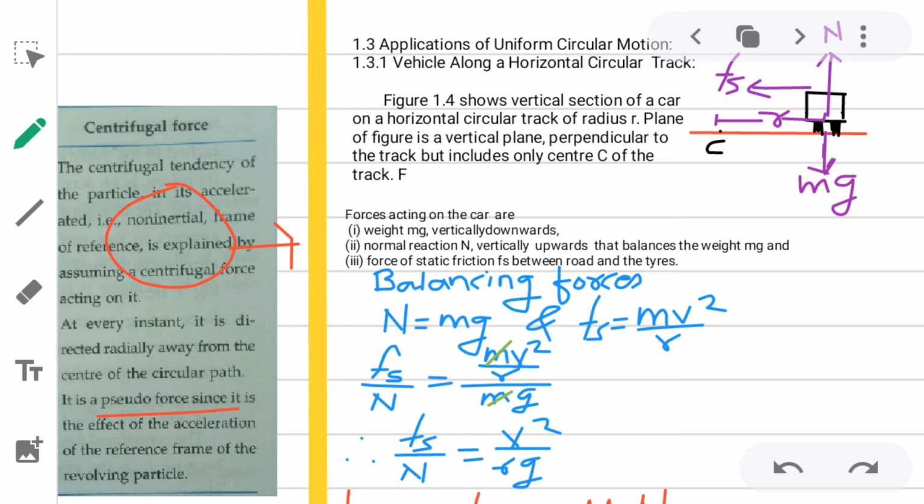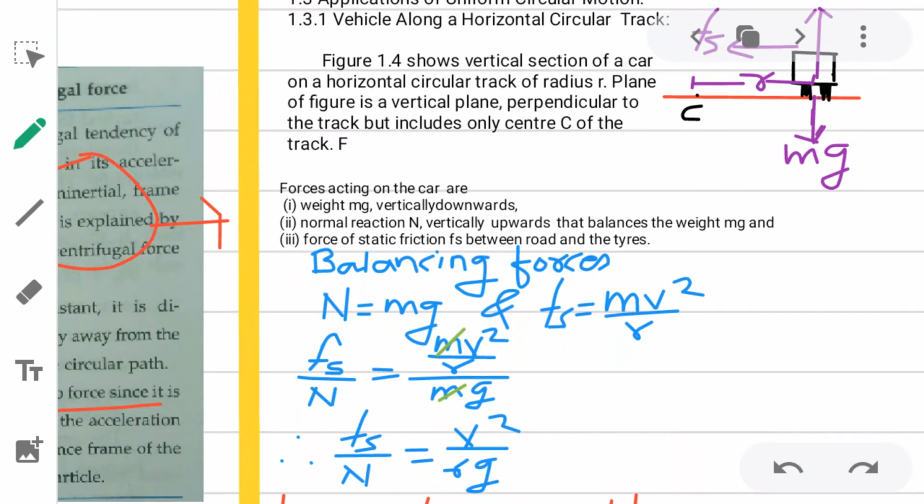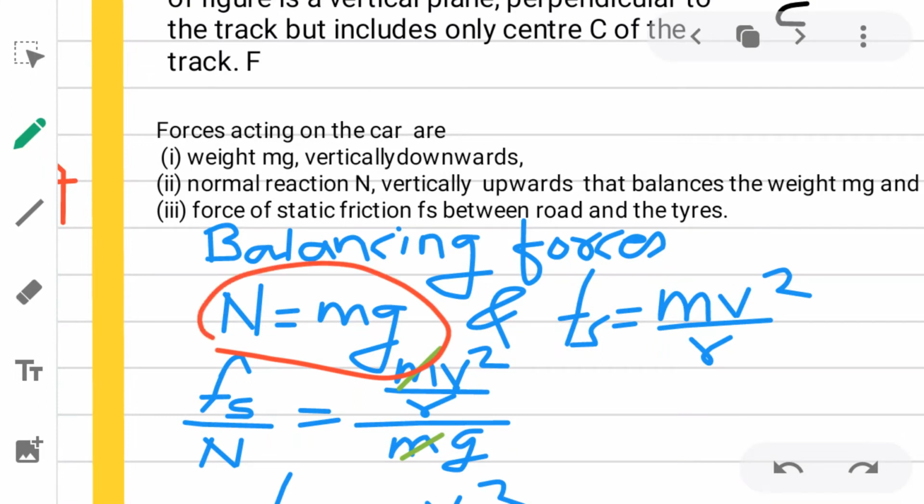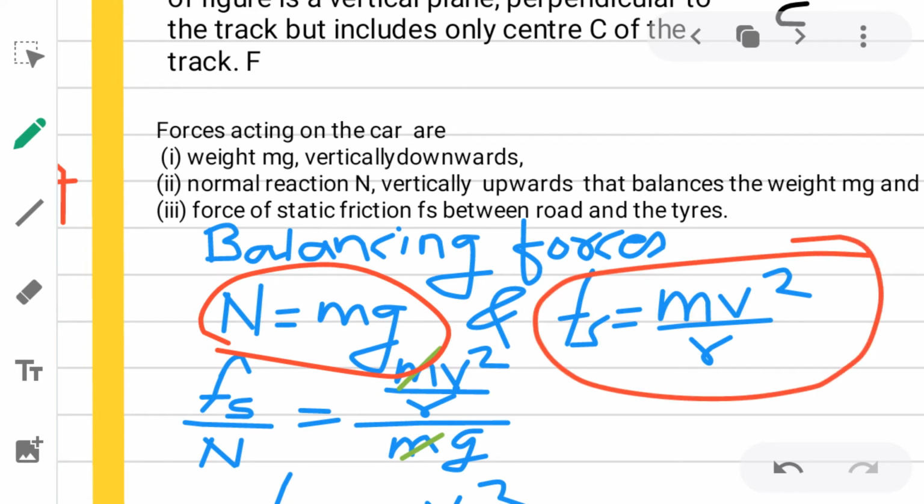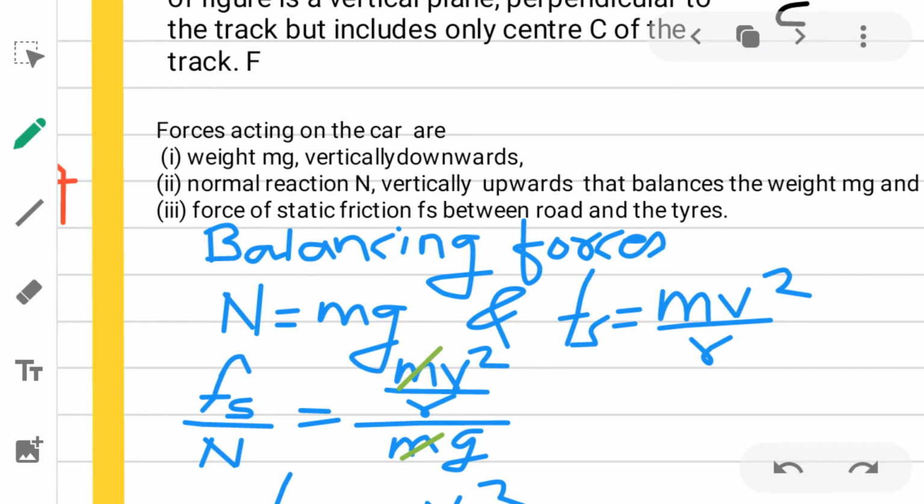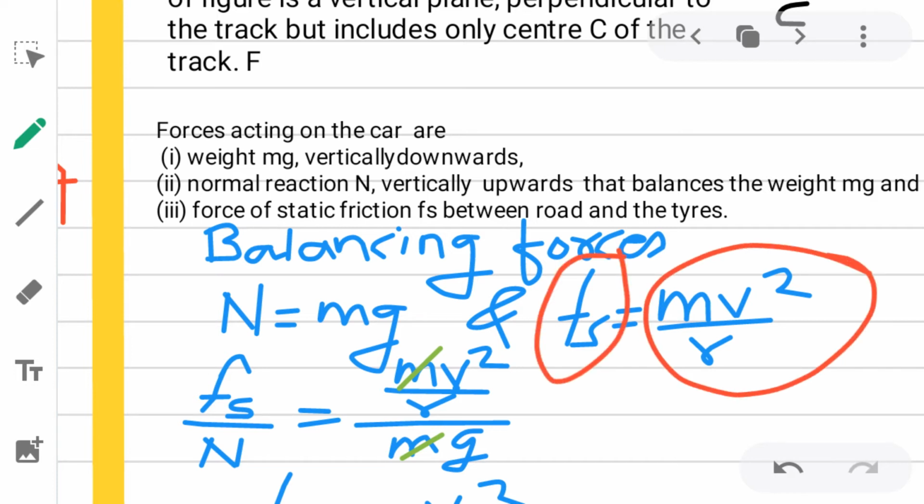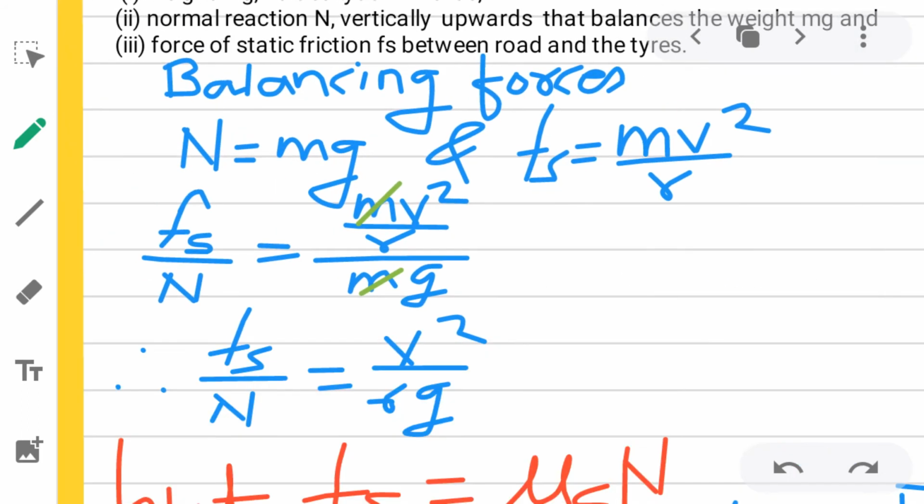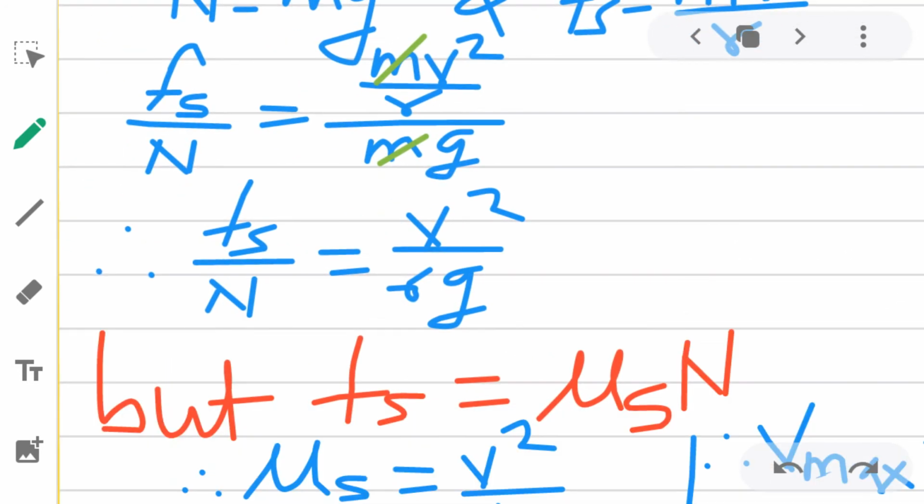For balancing forces, the upward normal reaction N is balanced by the weight mg, and the frictional force provides the necessary centripetal force mv square upon r. Now we divide equation 2 by 1. What we get: Fs upon N is equal to mv square upon r divided by mg. Both m get cancelled. Fs upon N is v square upon rg.